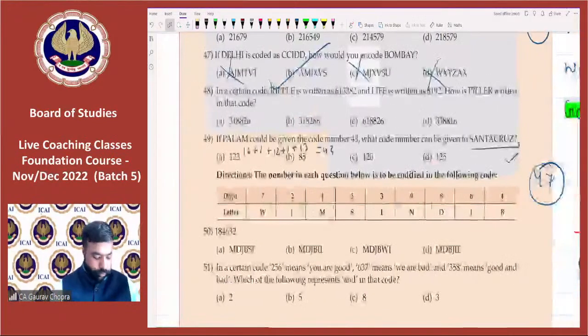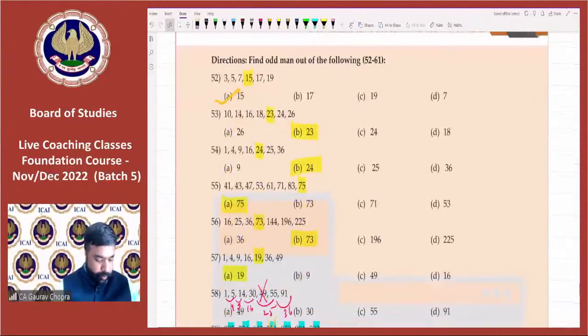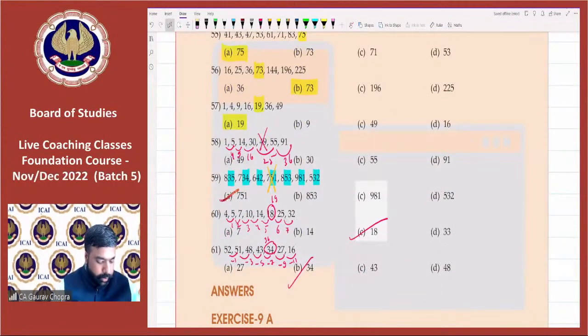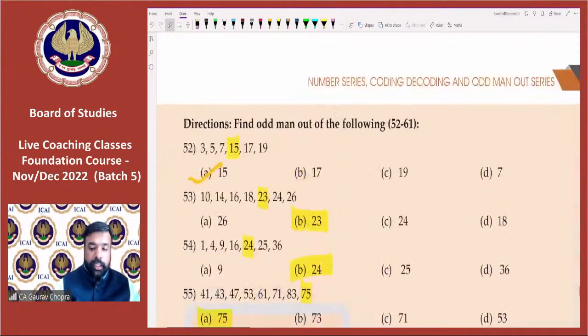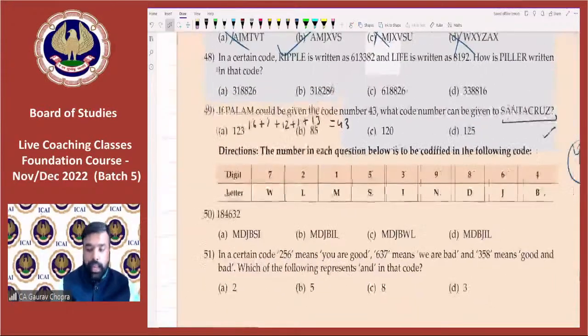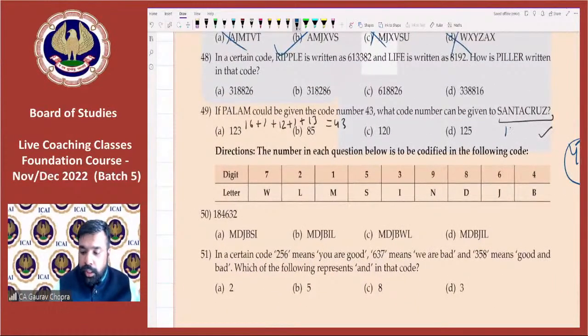Okay, I think now we can do it. Then Lakshmi is asking, explain 59 again. See, in 59 we are having 3 digits. Sum of last 2 digits is equal to the first digit. This is happening in 59. Okay, so 751 is not following the pattern. Rest all are following. That is why option number A is the answer. Yes, so the correct answer for Santa Cruz is 123. You can add all the numbers and your correct code will be 123.